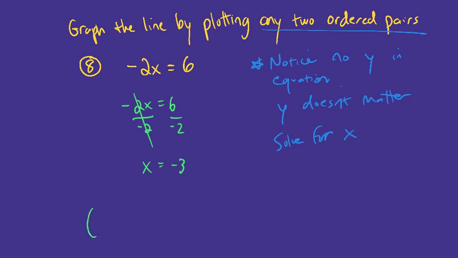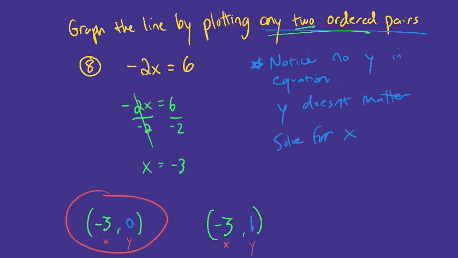So in both of our ordered pairs, because we've got to find two of them, x is going to have to be negative 3. But y does not matter. So 0, 1, whatever you want to do for y. Keep in mind it's x and then y all the time with ordered pairs. X and then y. So these would be our two ordered pairs.